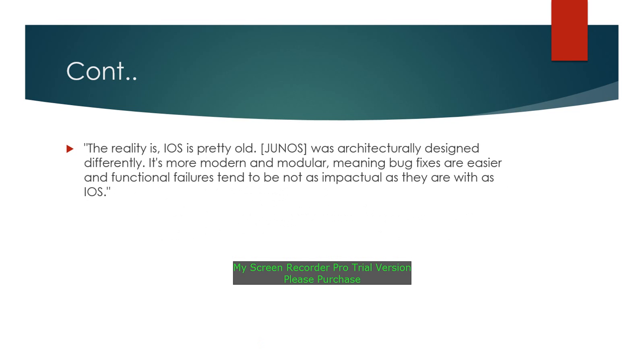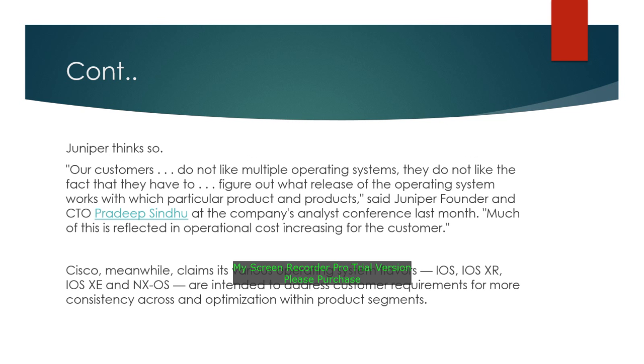So the reality is IOS is pretty old and Junos is architecturally designed differently. It's more modern and modular, meaning bug fixes are easier and functional failures tend to be not as impactful as they are with Edge IOS. Juniper does not like multiple operating systems. They do not like the fact that they have to figure out which release of the operating system works with which particular product.